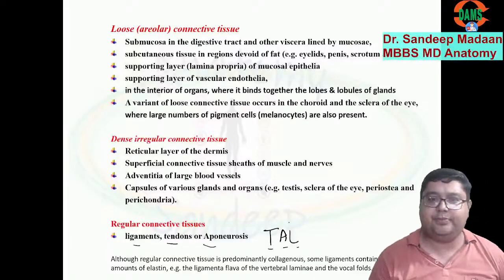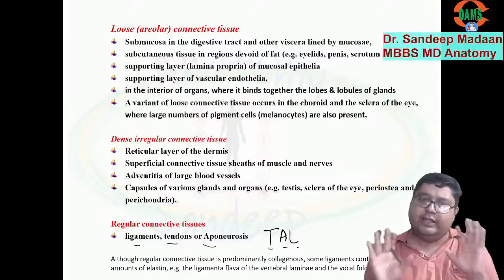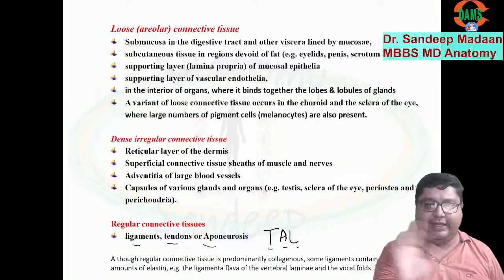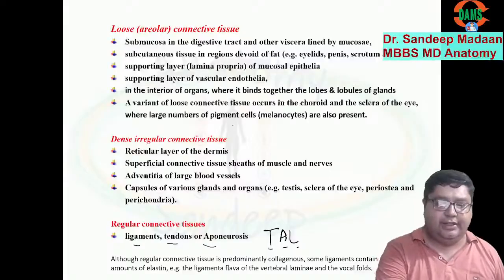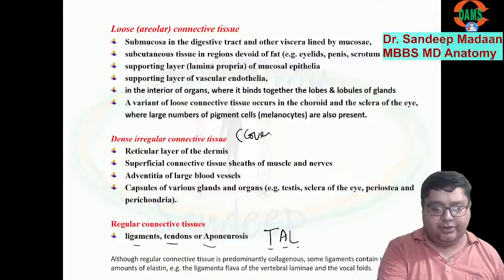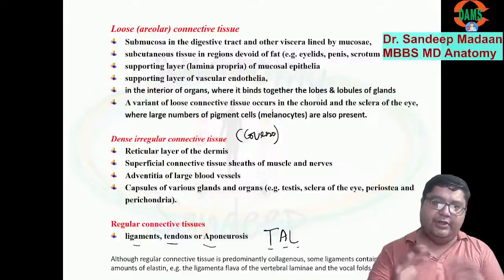TAL is the mnemonic. Okay? These are the 3 examples of regular: tendon, aponeurosis, ligament, that's it. Then what is irregular? Irregulars are the covers. Because when you look at the cover will be all around, means fiber in all the direction.